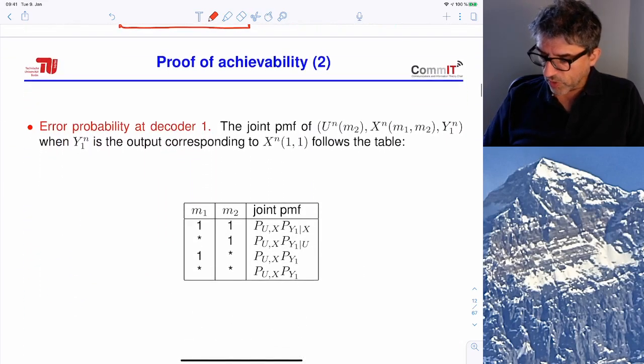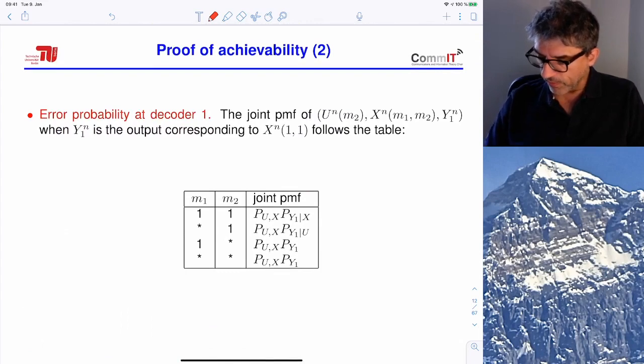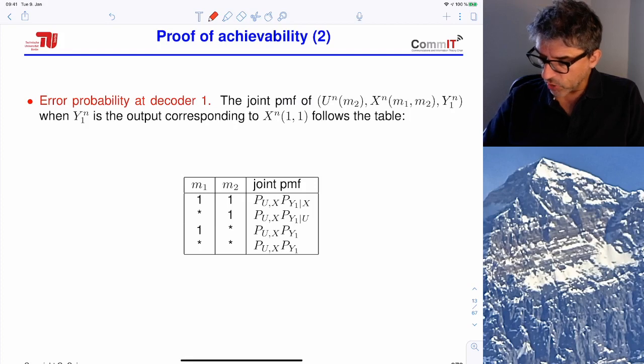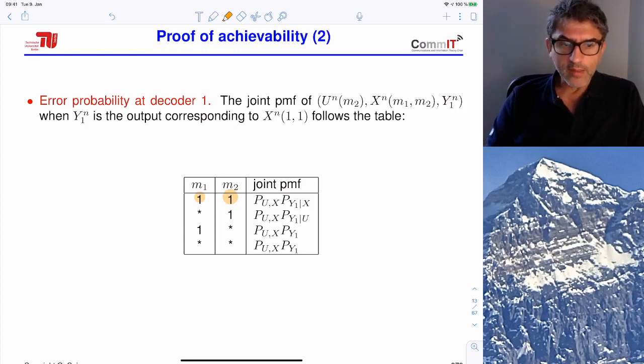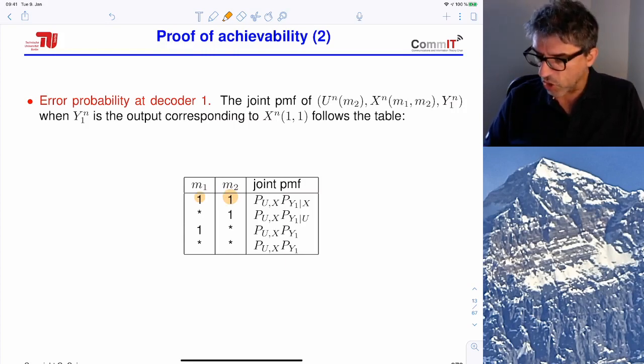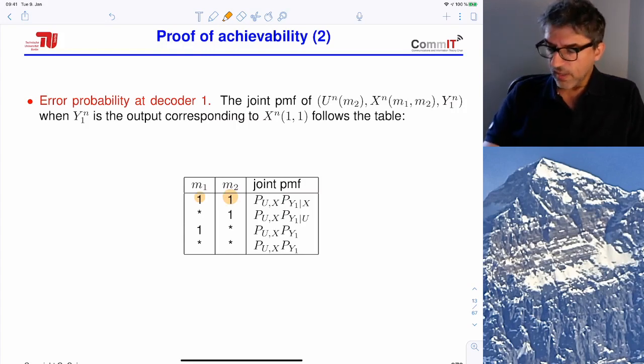So for user 1, we have to be a bit more careful, because we have to study what happens to this joint typicality condition. And we have several choices for both messages, M1, M2. The first case is when M1 is 1 and M2 is 1, so M1 and M2 are the transmitted messages. What is the joint distribution of the sequences U, X, and Y1?